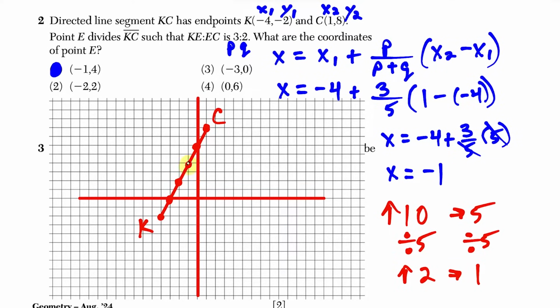So point E has to be located here, because notice that I have 1, 2, 3 congruent pieces to the left of the highlighted point and 2 congruent pieces to the right of the highlighted point. So point E would have to be here, and let's identify the coordinates. We're going to the left 1, and we're going up 1, 2, 3, 4. Okay, so negative 1, 4 here is definitely the point we want.